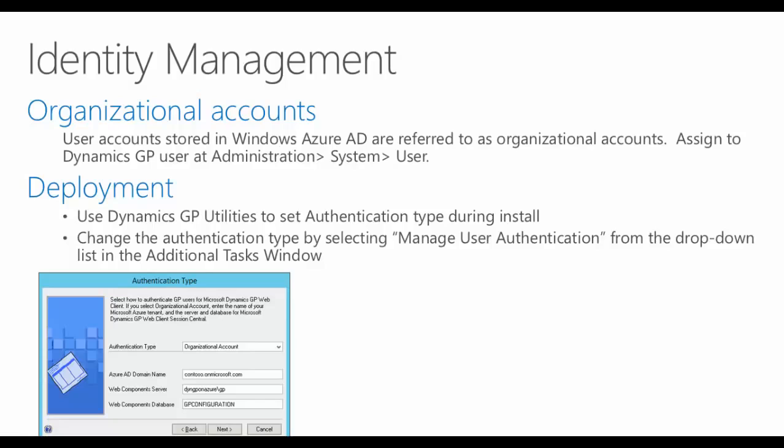and then User. For deployment, you can use Dynamics GP utilities to set the authentication type during the install. So you can choose organizational account from the drop-down. And you can also change the authentication type later by selecting Manage User Authentication from the drop-down list in the additional task window from utilities as well.